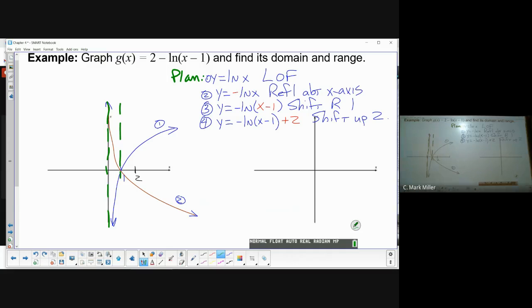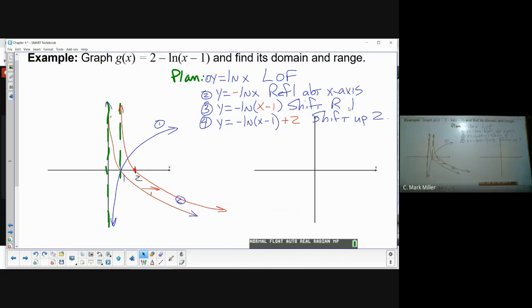Now I draw that same brown graph. And all I did is move it over 1 unit to the right. Notice we're still tracking points. So that x-intercept is at the point 2, 0. And that's going to be important because it's about to go up 2.